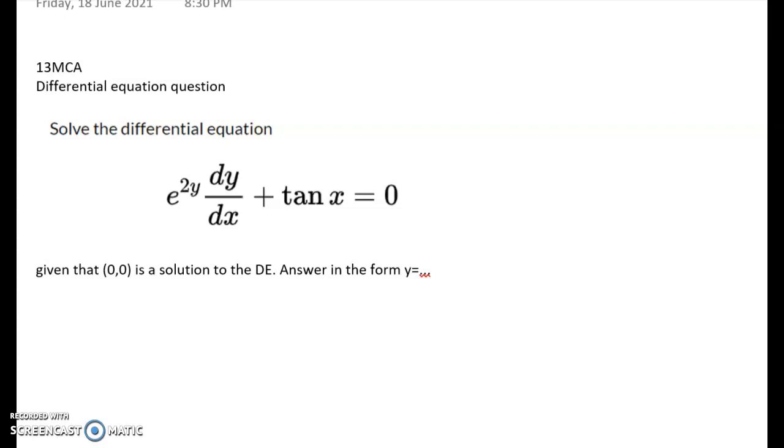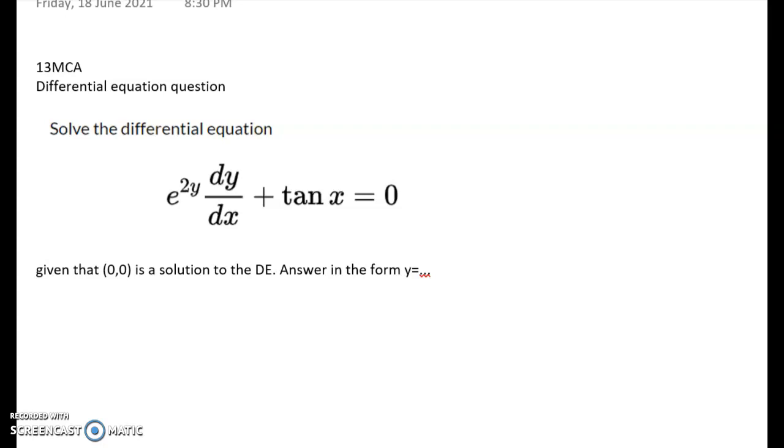Kia ora, Year 12. This is a differential equations question following on from today's surprise test and the request for more DE questions. So this is one of the ones in the Dr. Frost worksheet that I've just sent you, and I think it's a really nice question that pulls in lots of stuff that we've done.